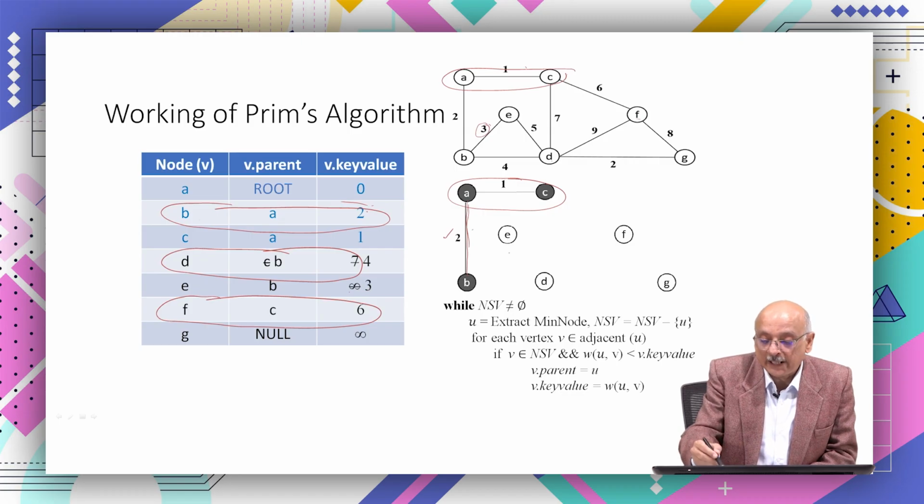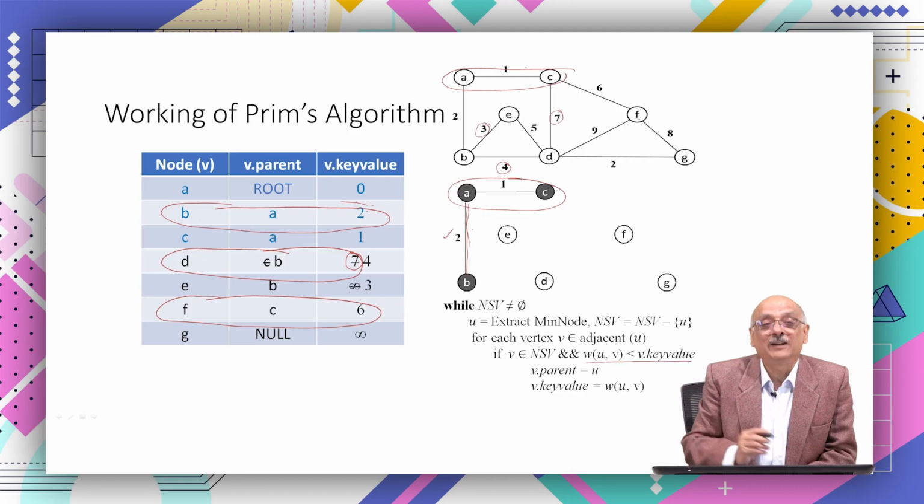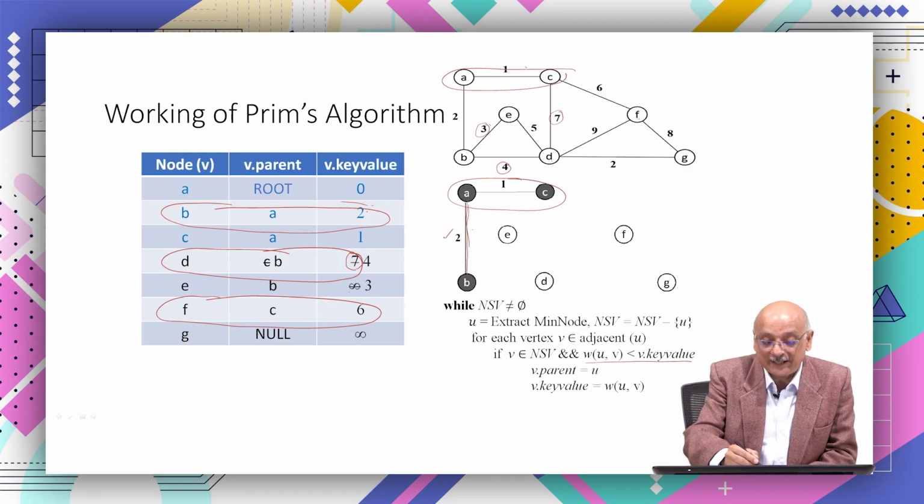But when we look at D, the earlier weight of D was 7, which had come from C to D node. Alright, that was the weight from C to D. However, the edge B to D has a weight of 4 only, which is less than the key value. What was the key value at this point of time? 7. What is the V dot key value? It is 7, and what is the weight? 4. So, 4 is less than this.